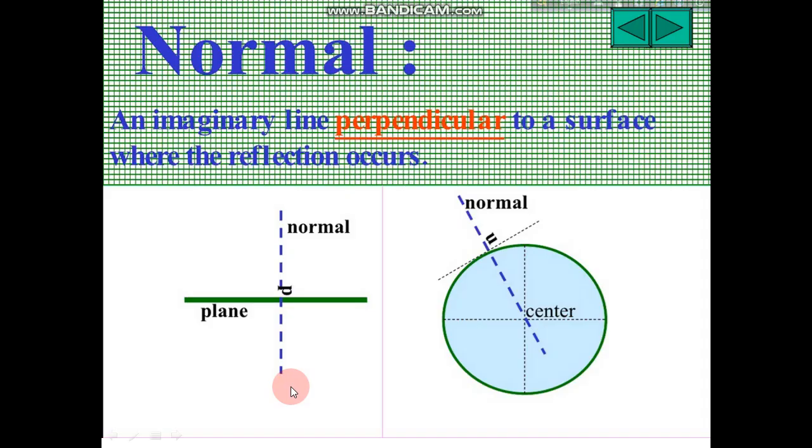Normal. What is the normal? An imaginary line perpendicular to a surface where the reflection occurs. Here this is the surface or plane. If we draw a line which is perpendicular like that, then this imaginary line is called the normal.